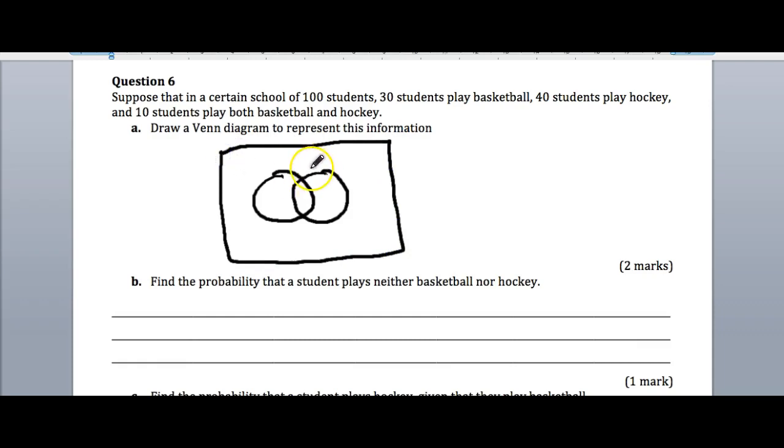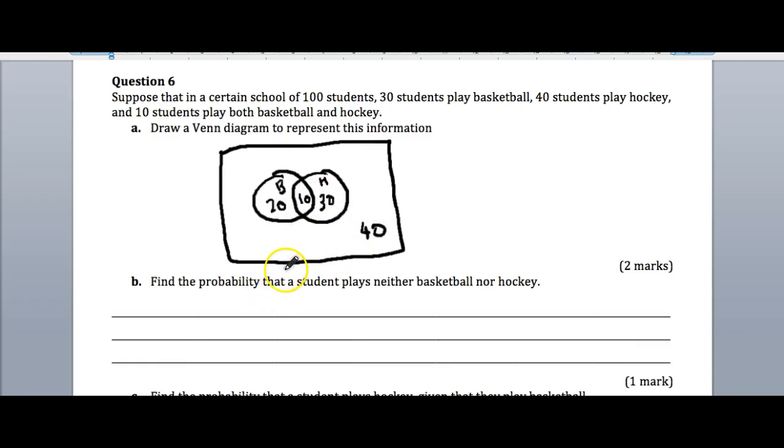Okay, so we have 100 students. Basketball and hockey. 30 play basketball, 40 play hockey, and 10 play both. So the 10 goes in there. If 30 play basketball and 10 play both, that means 20 are here, and 40 makes that 30. And then we have 100 students, so what have we got left over? 40. So just make sure that that all adds up to 100.